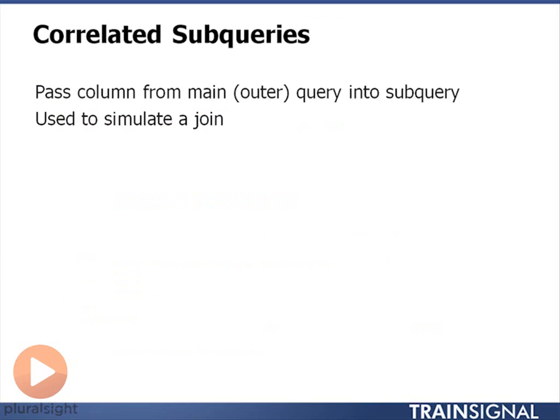If we are going to utilize EXISTS, more often than not, we'll be doing this with a correlated subquery. A correlated subquery simply means that we're going to be taking a column from the outer query, the main query, and passing that into the subquery, sometimes known as the inner query. A correlated subquery is frequently used to simulate a join. Let's take a look at how we can use the EXISTS statement and compare that with our IN statement.